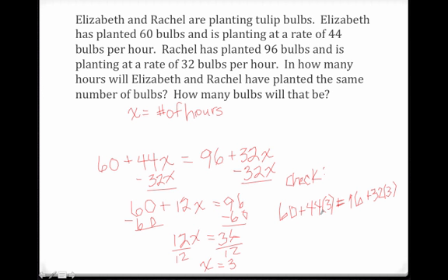Okay, well, what do I have? I've got 60. Whoa, this is not looking neat. So sorry about that. 60 plus 132, that's 44 times 3. Is that equal to 96 plus 96? 32 times 3 is also equal to 96. So 60 plus 132 would be 192. And is that equal to 192? Indeed it is. So at 3 hours, so when we plug in 3 for my x, 3 hours, Elizabeth and Rachel will have planted the exact same number of bulbs.